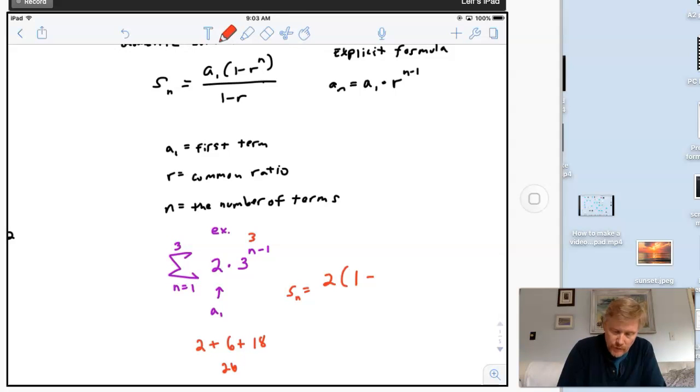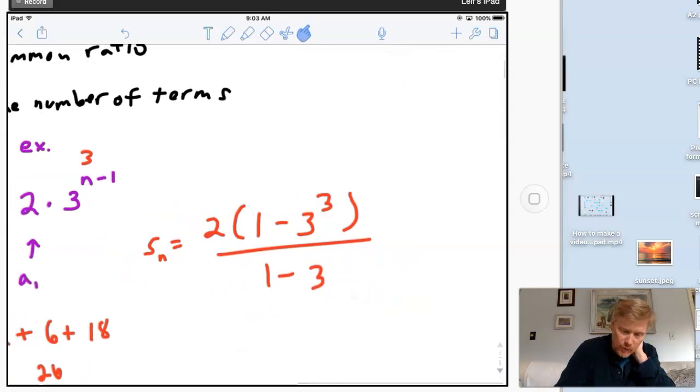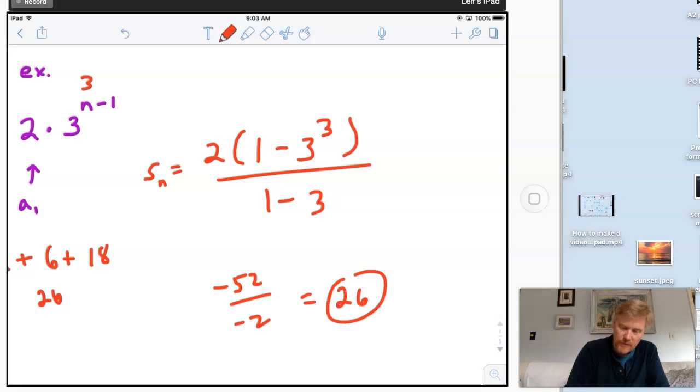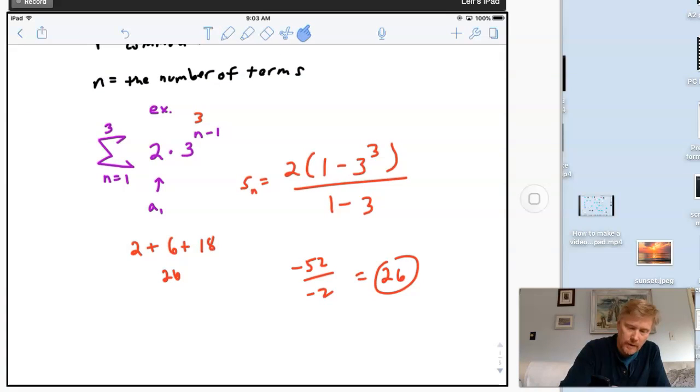The common ratio is 3, so it's 3 to the nth power over 1 minus the common ratio, which is 3. So you'll see this should come out the same way. 3 to the third is 27. 1 minus 27 is negative 26 times 2 is negative 52, over negative 2 also gives you 26. So you'll see you get the same answer either way, all right?